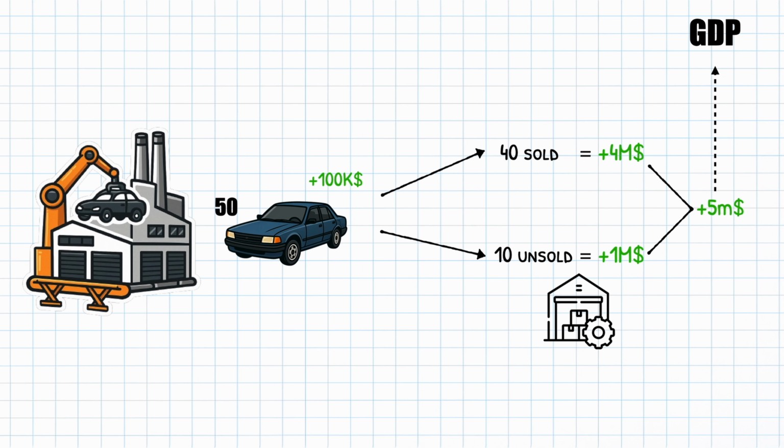You may ask why iron is not included in GDP. This is because if you add the price of iron, you would be double counting. It is already included in the car's final price. Adding it again would wrongly increase the value to $5.5 million.